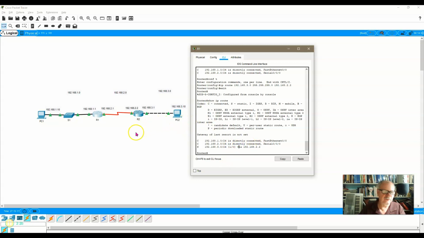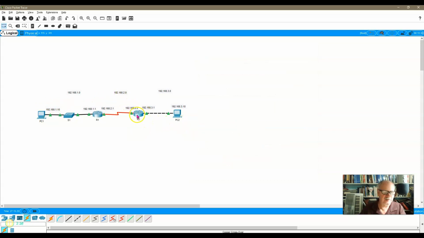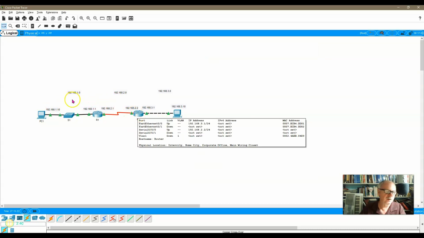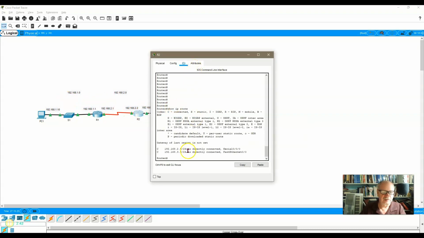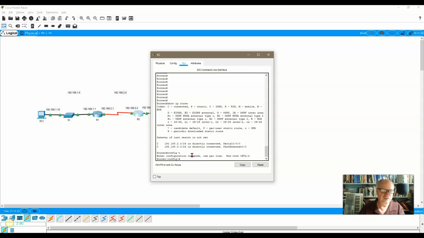All right, that's not enough, though, because we need to be able to return traffic again. So let's do the same thing for this one, for the 1 network. Let's get into config. Global config mode, config t, and then we need to tell it about IP route, the 1 network, 192.168.1.0 255.255.255.0, and we're not done yet.